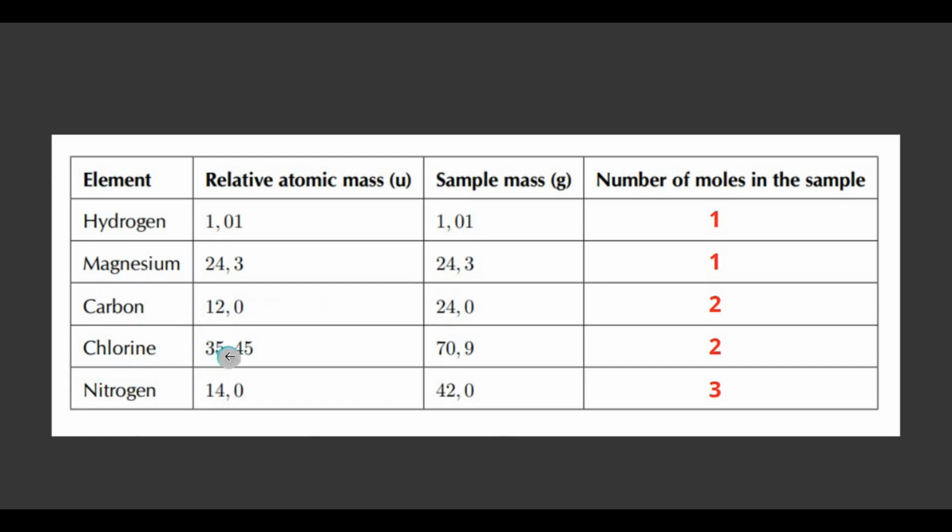Even with chlorine, its relative atomic mass is 35.5. However, you weigh 70.9. This number is double this number. It means that you actually have 2 moles. Here, the relative atomic mass of nitrogen is 14. But when you measure the sample that's given to you, it gives you 42 grams. It means that there are actually 3 moles of nitrogen in whatever sample that you have requested to weigh, right?